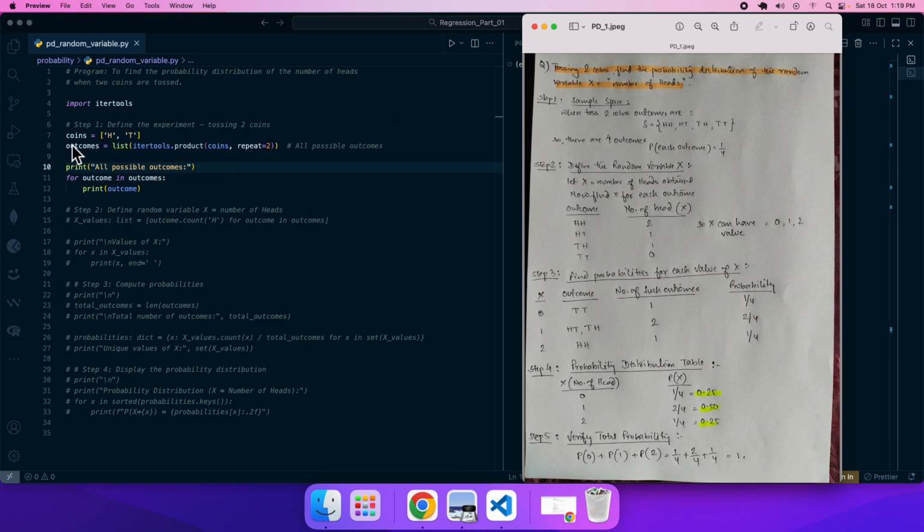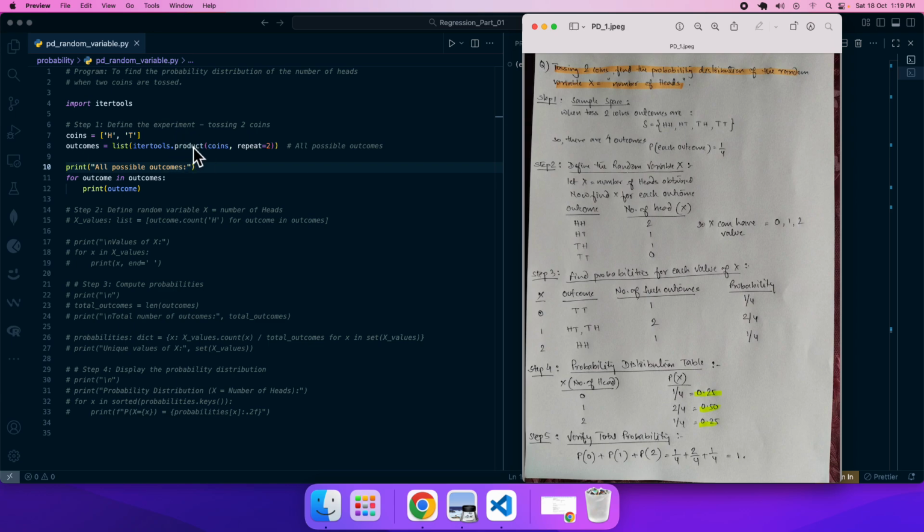First, I have created one list called coins that contains head and tail. Why did I do this? Because I want to pair them together. See, this is a pair. So how do I pair them? For that I'm going to call the module called itertools, and this module is going to provide me a function called product.